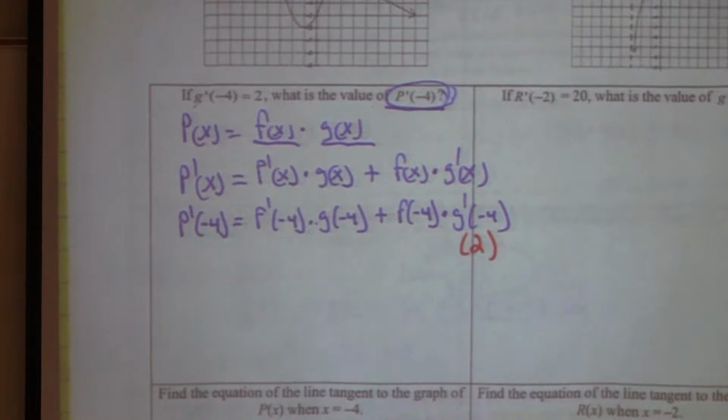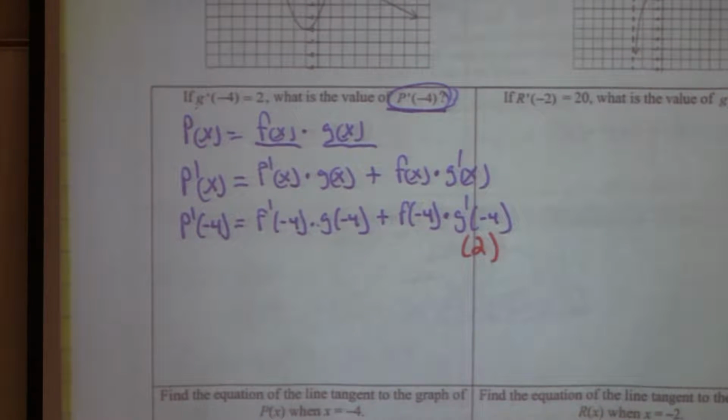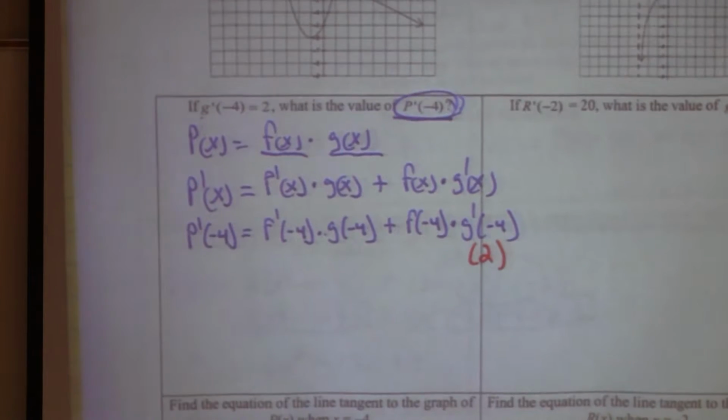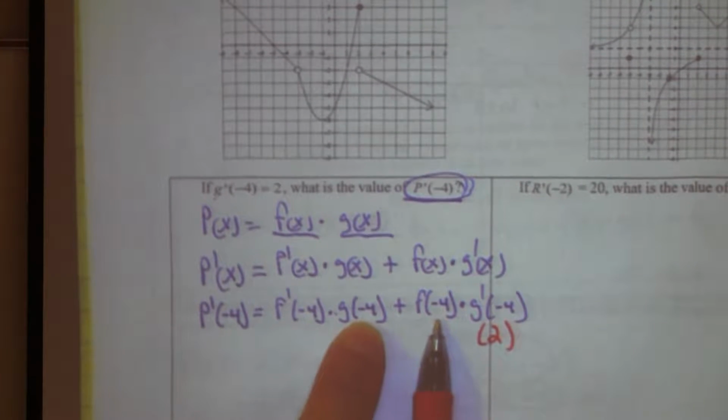What else can we figure out? We can figure out f prime of negative 4? No, we can figure out f of negative 4. We can figure out g of negative 4? And f of negative 4? How can I figure those out? Graph. Look at the graphs, beautiful.